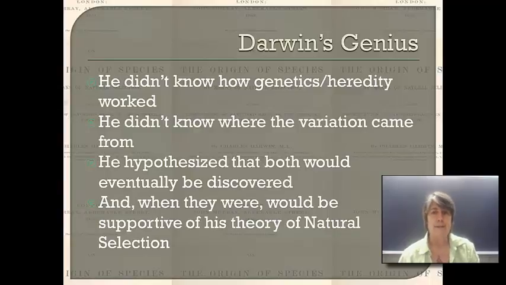But he hypothesized that eventually both of these things, both how heredity works and where variation comes from, would be discovered. And when they were discovered, they would be supportive of his theory of natural selection. But this is one of the reasons why it took him so long to publish his book. He realized that these were major impediments in his argument, and without this information, he was very vulnerable to all sorts of criticisms. And so he postponed publication until, as we have pointed out, he was about to get scooped.